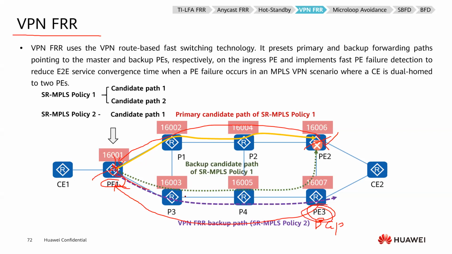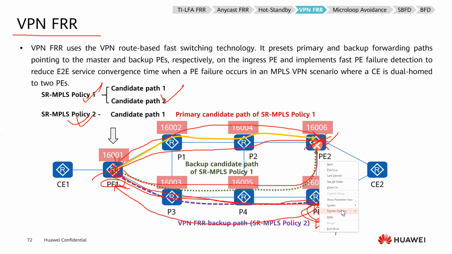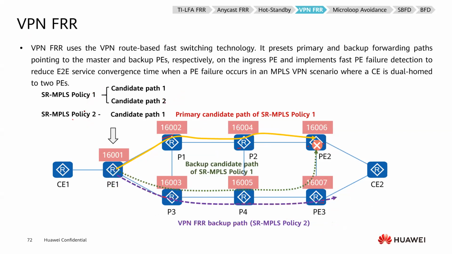Then all the traffic will switch to P3, and it will use the kernel from P1 to P3, another kernel. You can say this is kernel 1, this is kernel 2. Although kernel 1 has one path and a backup path, since the destination is filled, I need to use another kernel and another policy. Okay, so this is VPN FR. Any question?